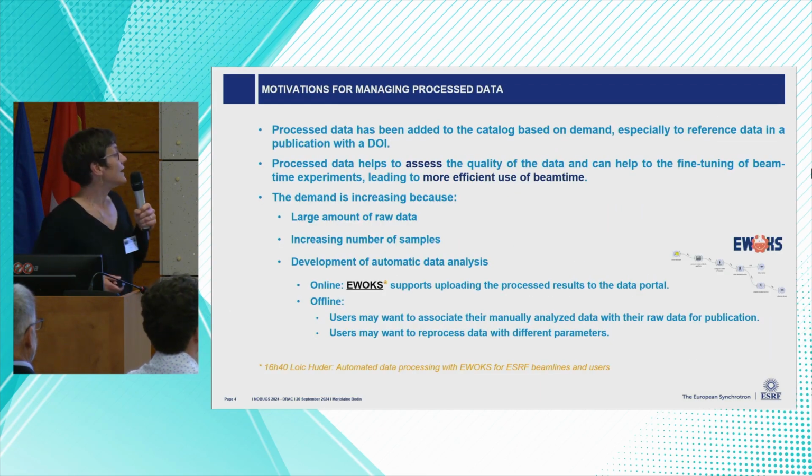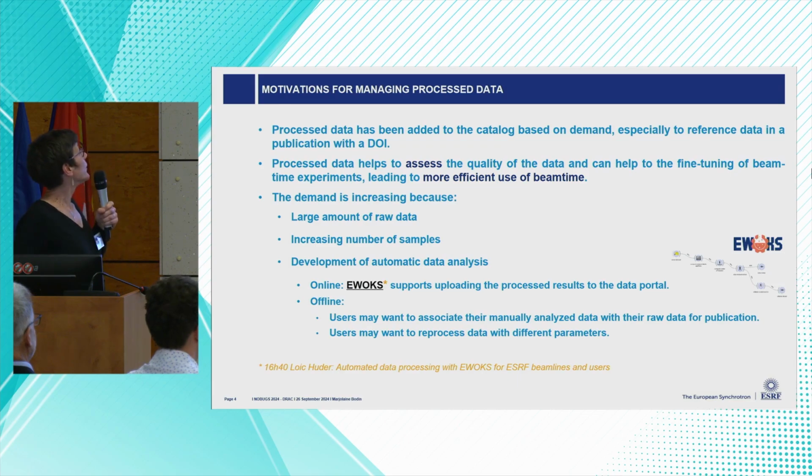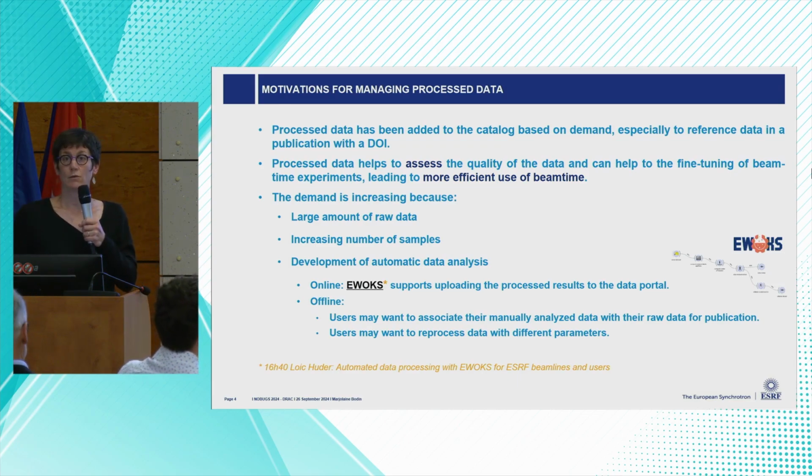So why do we aim to integrate process data? First, we already have process data in our portal that we have added on request, because most of the time people want to reference their data in a publication, so mint a DOI. Process data help scientists to assess the quality of the data, and they can also assist them in fine-tuning a beam time experiment, leading to more efficient use of beam time.